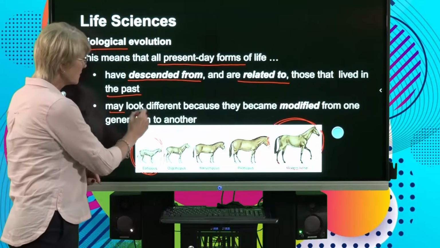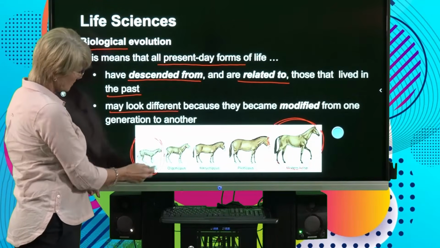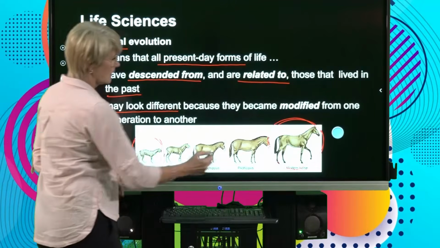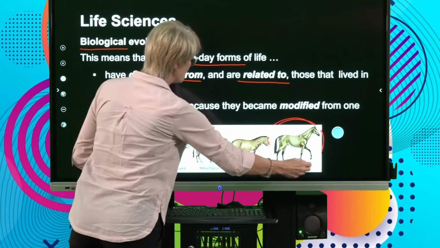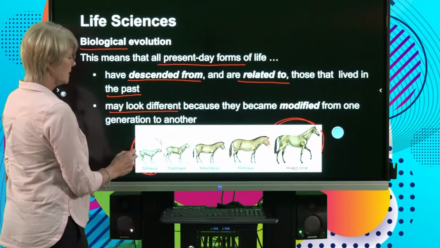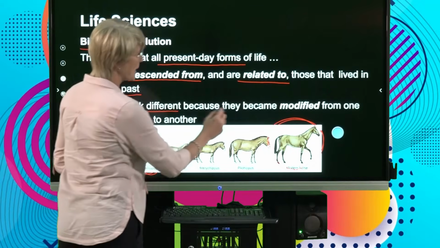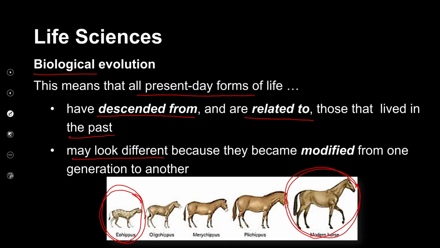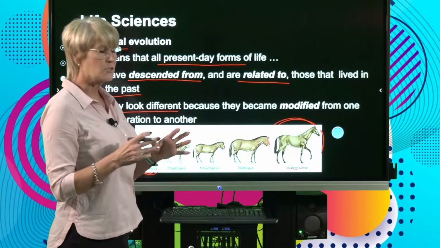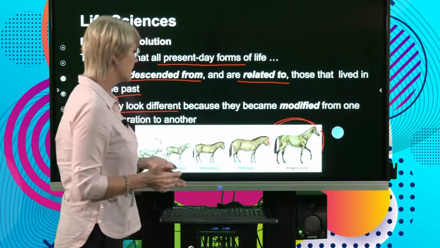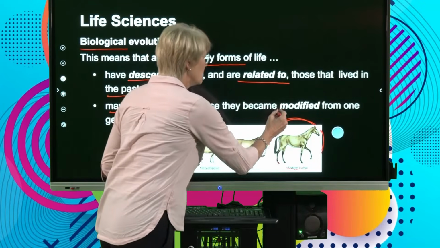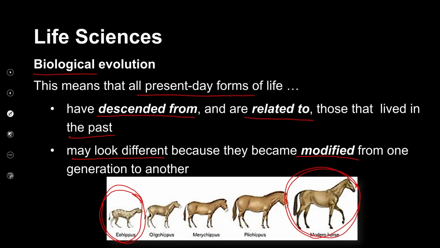They may look different, and we can see that here. If we have a look at the first horse and what we know today as the horse, we can see they look different. That is because they became modified, and that modification took place in the form of mutation. So it was the genes that were modified, and because of that modification, they then look different from one generation to another.